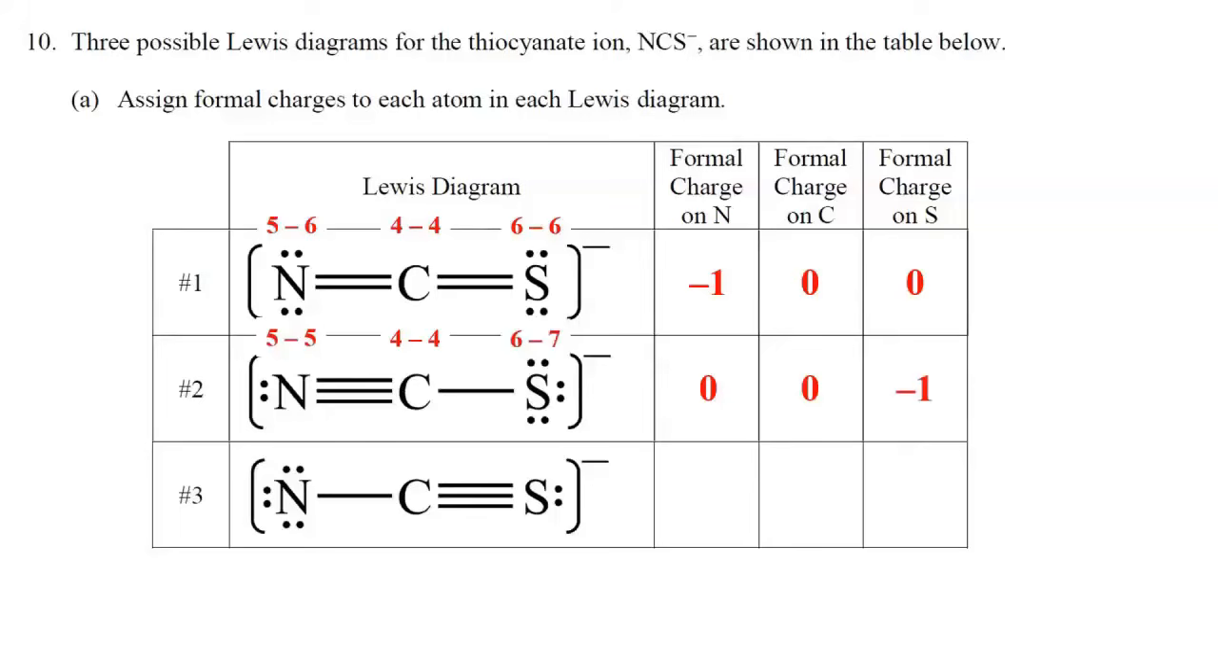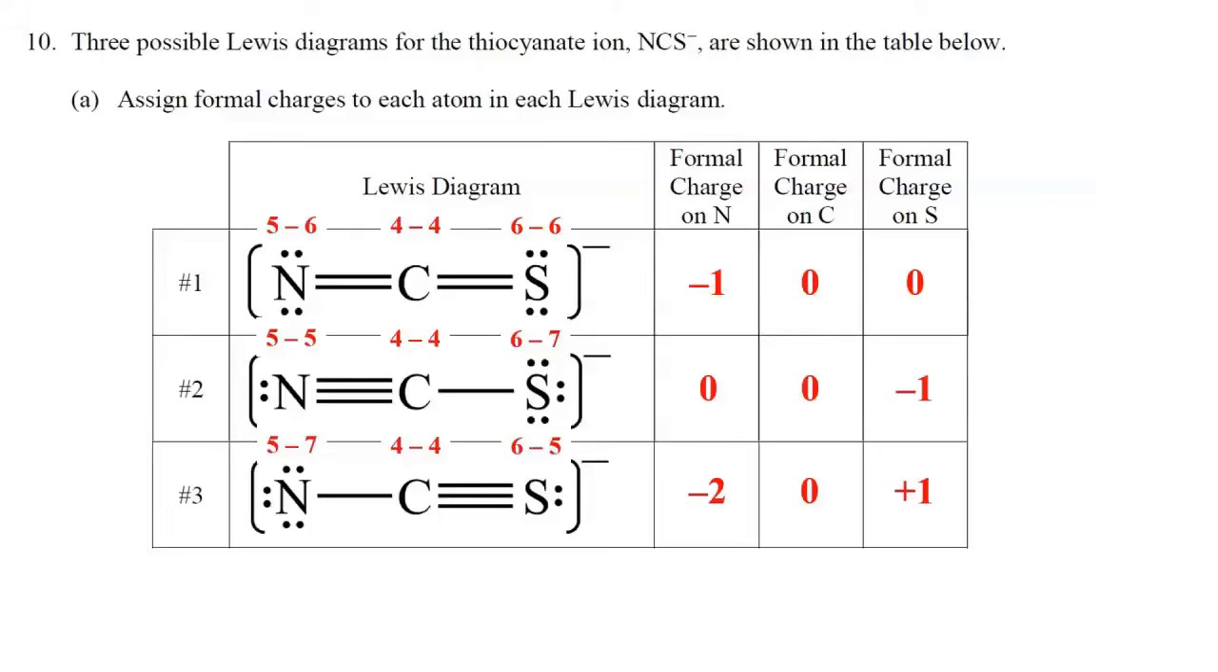And now moving on to Lewis diagram number 3, nitrogen has 5 valence electrons, and I see 6 dots and 1 bond. That would be 5 minus 7, so -2. Carbon has 4 valence electrons, and I see 4 bonds, so 4 minus 4 is 0. Sulfur has 6 valence electrons, and I see 2 dots and 3 bonds, so 6 minus 5 is +1.